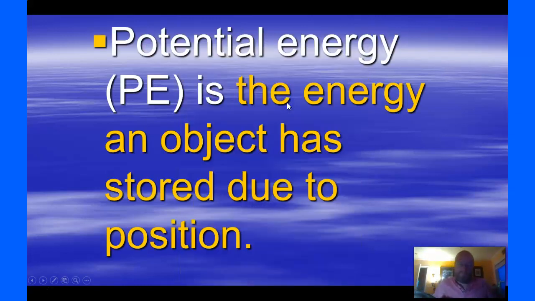Alright, the other type of energy is potential energy. Potential energy, abbreviated capital P, capital E, is the energy an object has stored due to position. I know that doesn't make a whole heck of a lot of sense right now, but write it down and I'll explain it with various examples. Alright? Okie dokie, here we go.